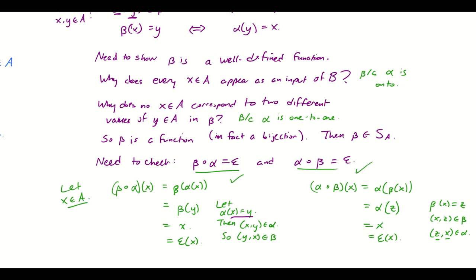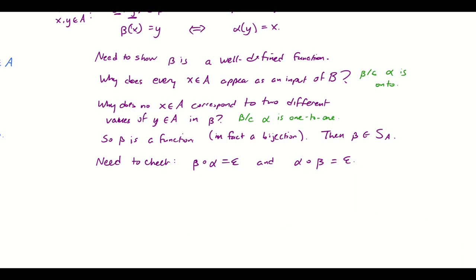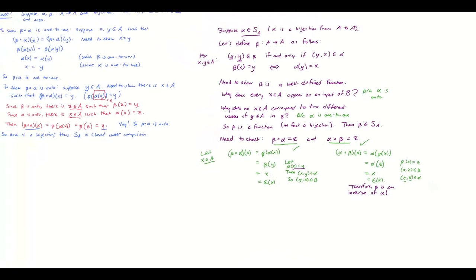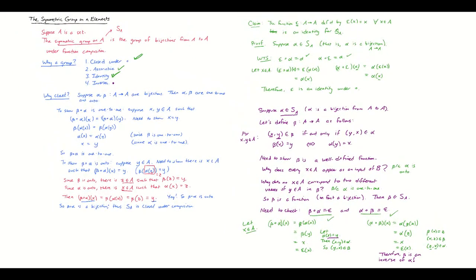So therefore, beta is an inverse of alpha. And most importantly, we've shown that alpha has an inverse, which is also a bijection, also belongs to S sub A. That deserves an exclamation point, not a factorial. So anyway, there we have it. We have all four parts of the proof that this S sub A is always a group.